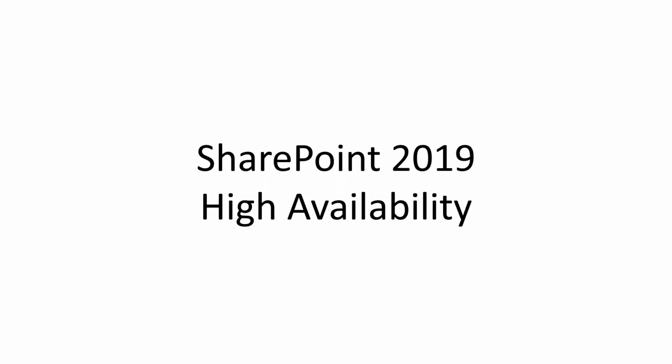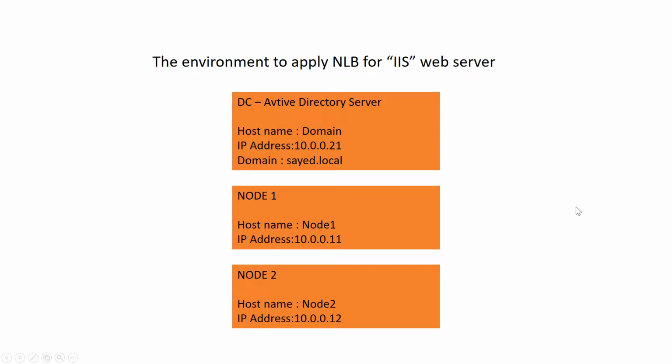And now we are going to start with the SharePoint 2019 high availability and cluster for the database. First of all, here are the IPs I have used, and I have created 3 nodes. The first one is the Active Directory server, and I have connected 2 nodes with the Active Directory domain server to test later if the high availability works or not.